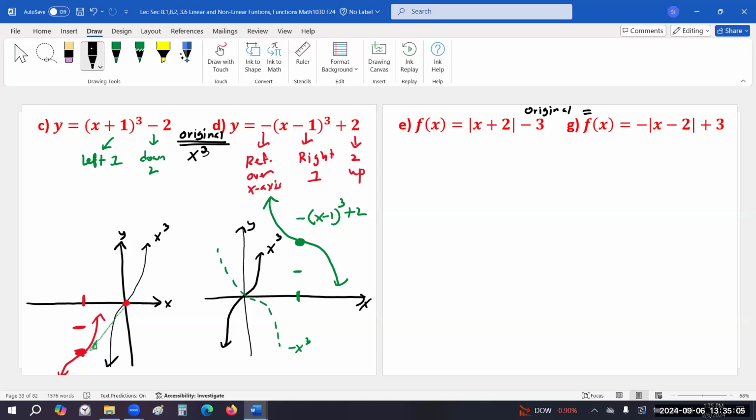What is the original function this time? V, absolute value. Those lines are called absolute value. It has a V shape. So this is the original absolute value.